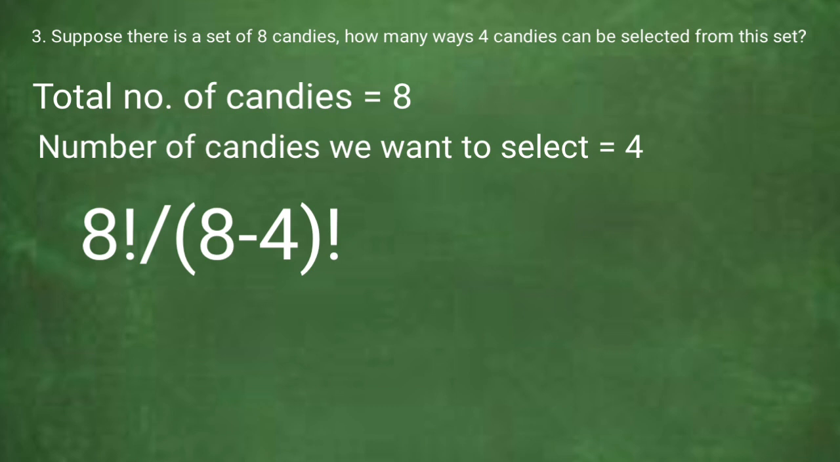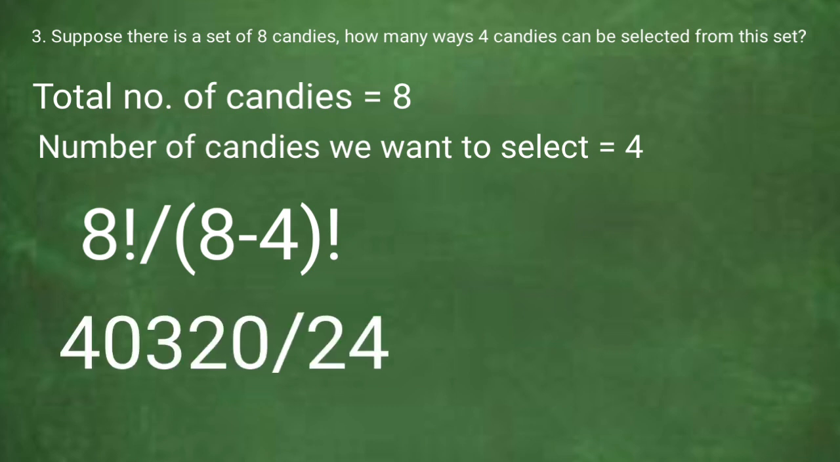8 factorial is equivalent to 40,320 and 8 minus 4 is 4. But we have a factorial sign, so 4 times 3 times 2 times 1 is 24. Now, 40,320 divided by 24 equals 1,680. The answer is 1,680. We can select 4 candies from a set of 8 candies in 1,680 ways.